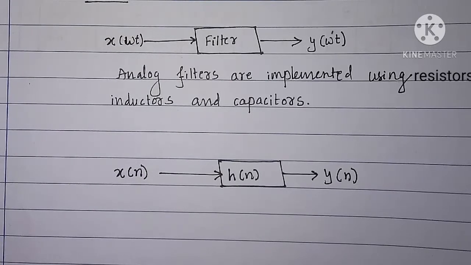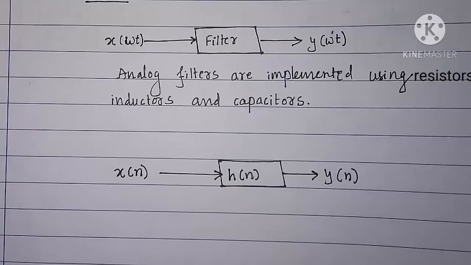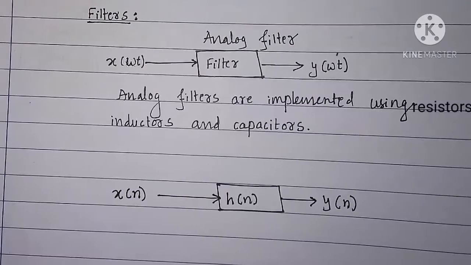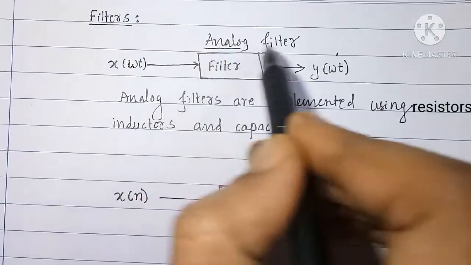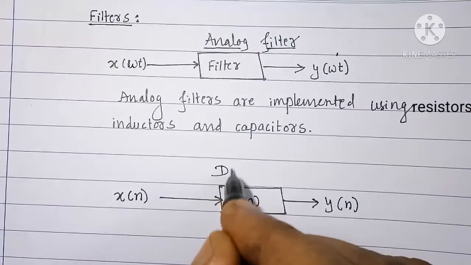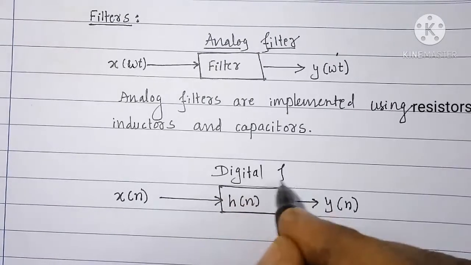The digital filters designed by considering all the infinite samples of impulse response are called IIR filters. So let us first define what an IIR filter is. Before we define an IIR filter, let us first write here analog filter and here digital filter.